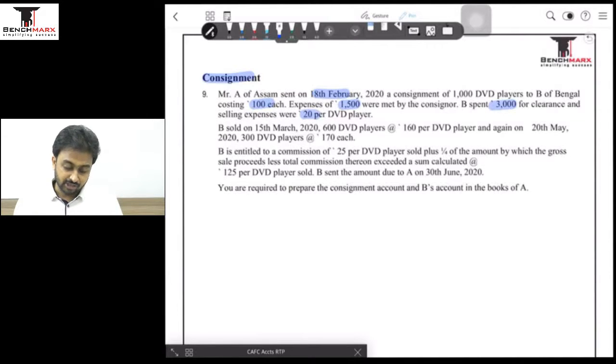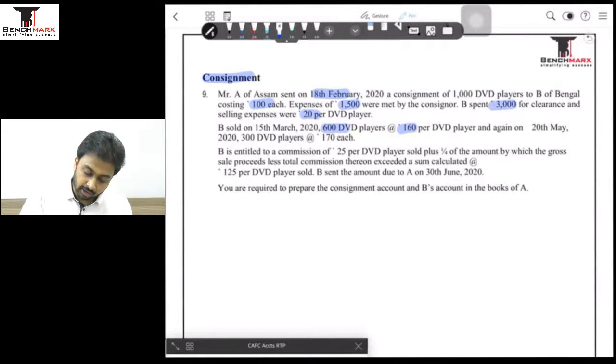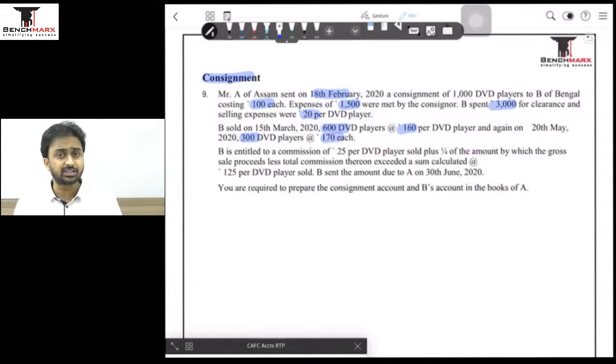B has sold on 15th of March 600 DVD players for 160 and again on 20th May 300 DVD players for 170. So he has sold a total of 900 DVDs. One is at 160, one is at 170. The selling price I don't need to be given; multiply both with the quantity, I'll get the total sale proceeds. I will make him my debtor because he has our money.